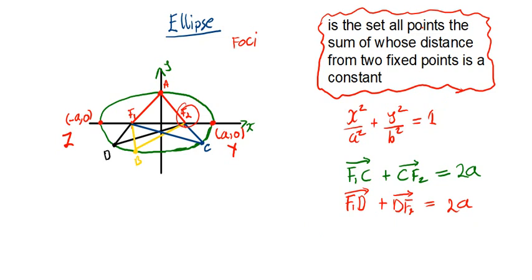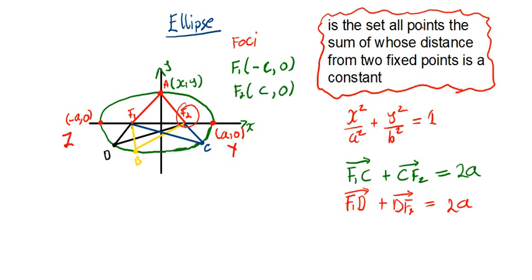So you're going to put up coordinates for yourself. To make this simple, I can pick any of A, B, C, or D to derive the equation. I'm going to use A. A has the coordinates x comma y. Then F1 is going to have the coordinates minus c comma 0, like that. Then F2 is going to have c comma 0, like that.